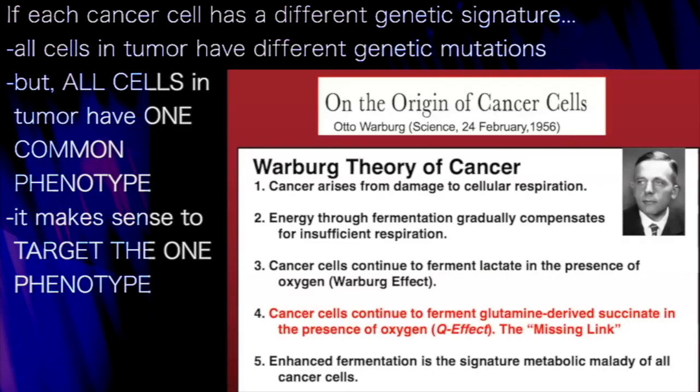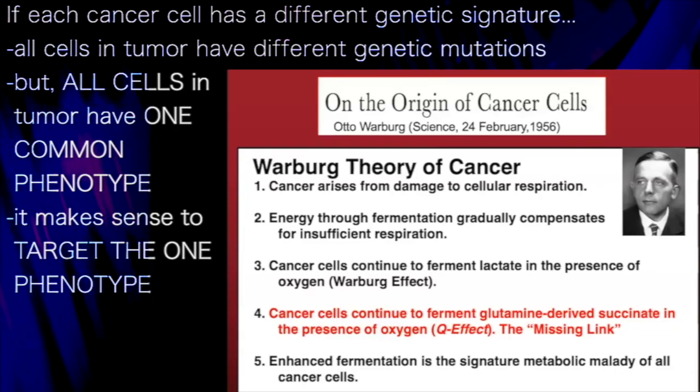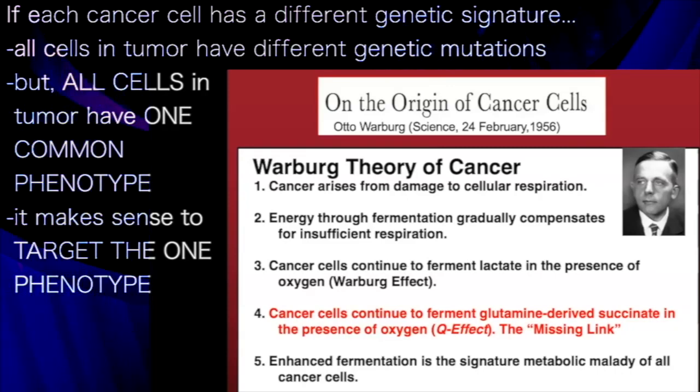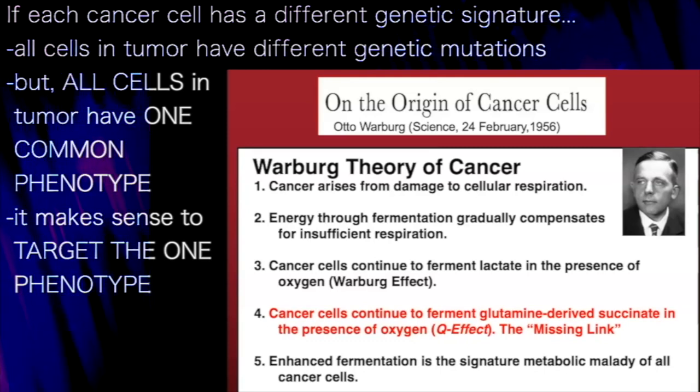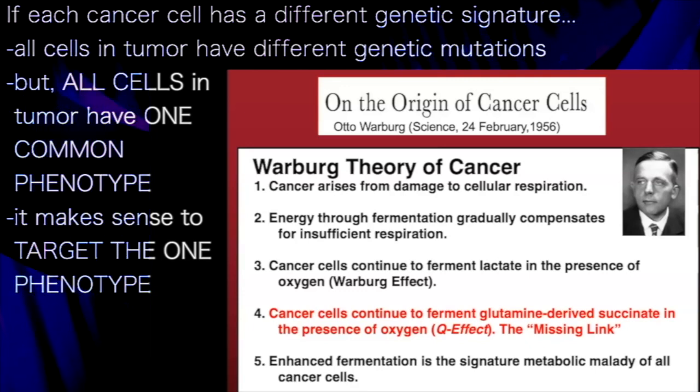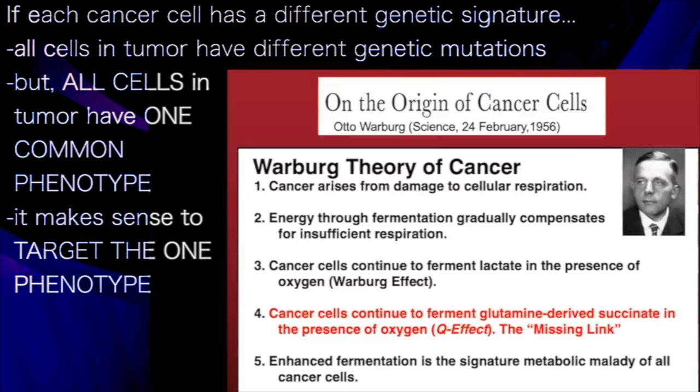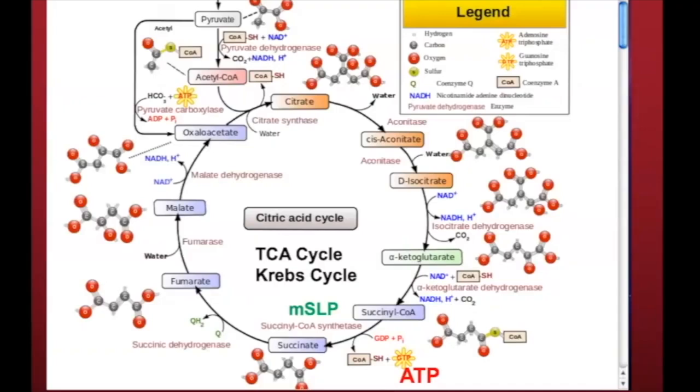So if each cancer cell has a different genetic signature, in other words, all the cells in the tumor have different genetic mutations, but all the cells in the tumor have one common phenotype, that is, they ferment, then it makes sense to target the common phenotype rather than to chase after the genes which are different in every single cancer cell. So what we have defined in this is the Krebs cycle, the TCA cycle, or the citric acid cycle. And we all memorize, or we have to know about this.